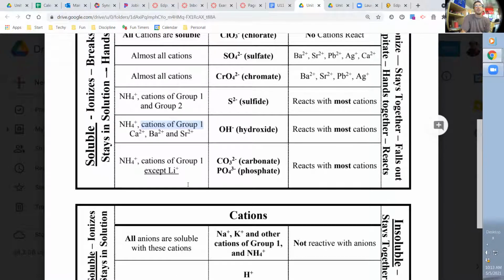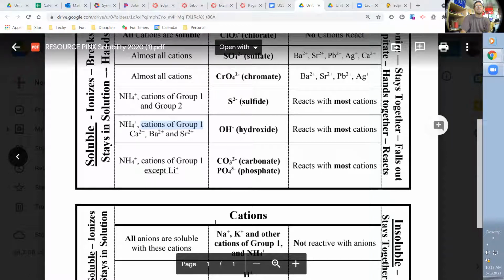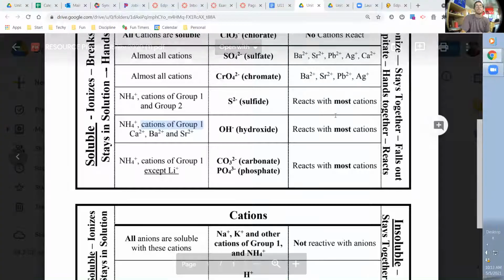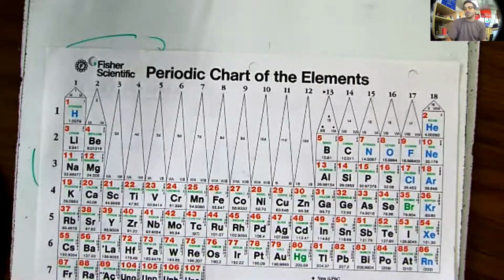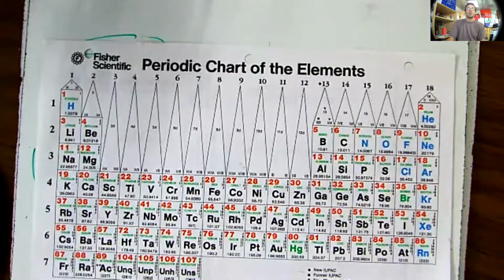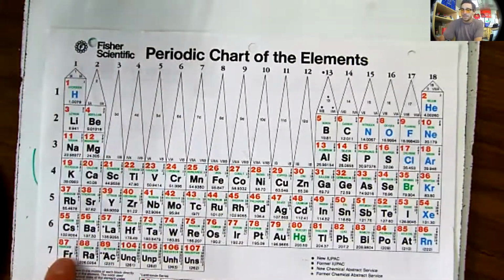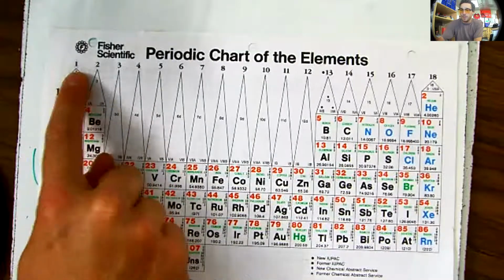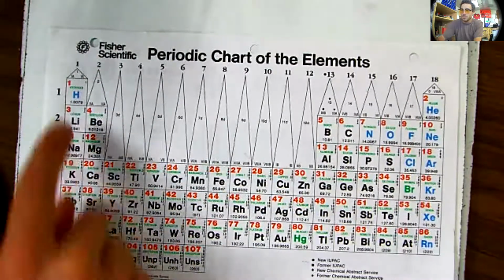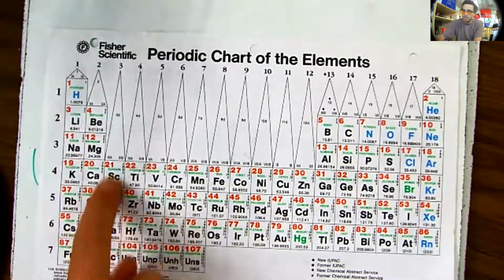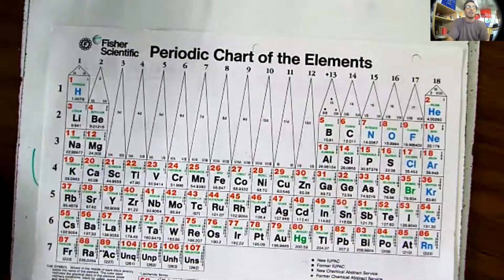What is group 1? Let me show you. So students, when it says group 1 on the solubility chart, it's referring to the columns on the periodic table. So this is group 1, this column is group 2, and this column is group 3 right here. So it goes on and on like that. That's what it means by group 1.